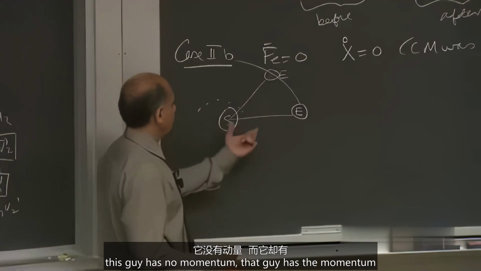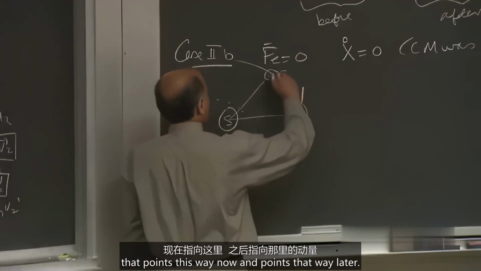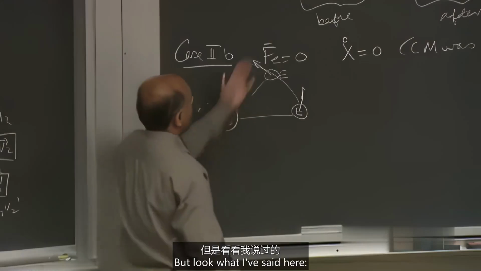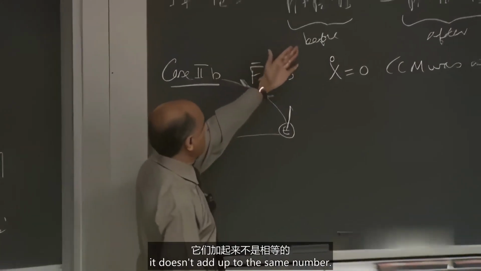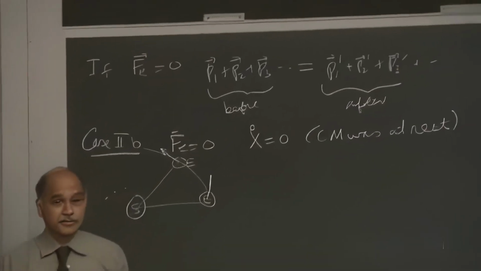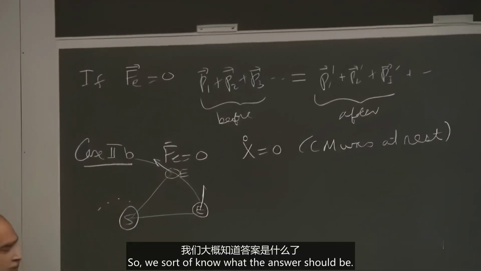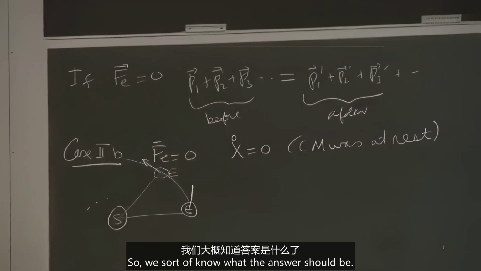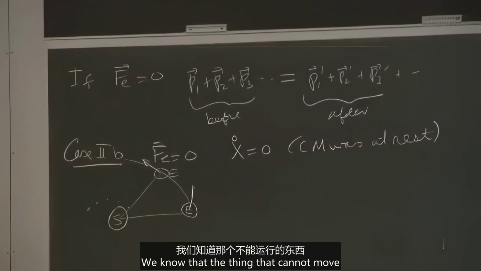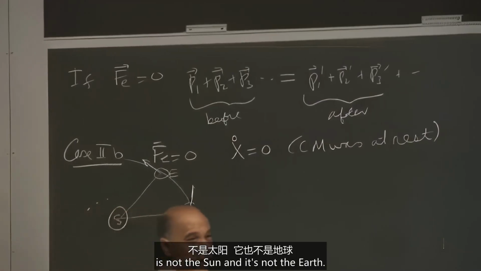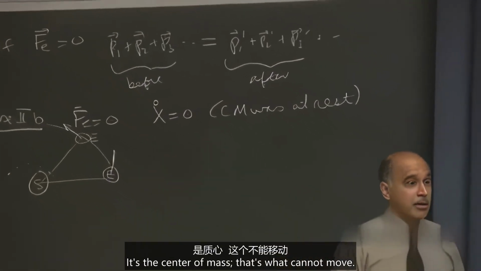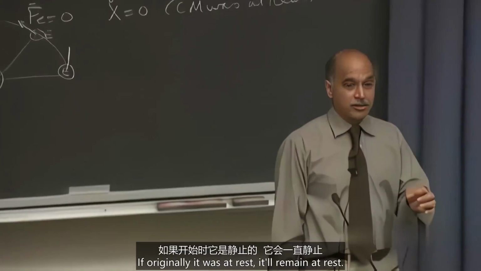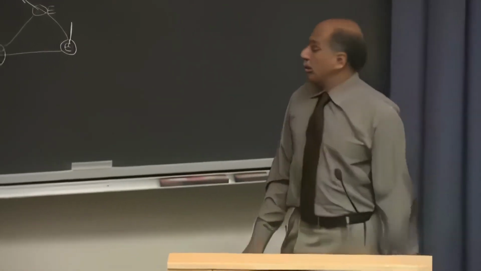or as he said, the momentum is constantly changing. This guy has no momentum. That guy has a momentum that points this way now and points that way later. But look what I've said here. Take 1 and 2 to be the earth and the sun, doesn't add up to the same number. So we sort of know what the answer should be. We know that the thing that cannot move is not the sun and it's not the earth. It's a center of mass. That's what cannot move. If originally it was at rest, it will remain at rest.